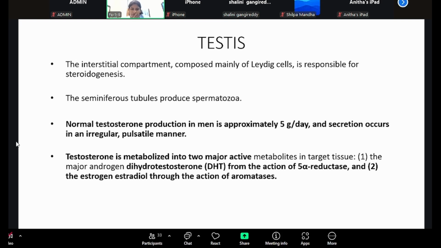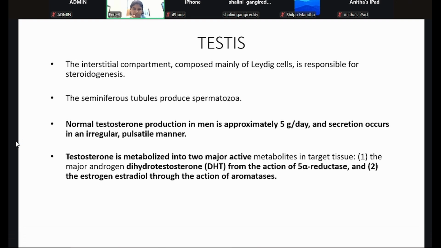Normal testosterone production in males is around 5 grams per day, and it is released in a pulsatile and irregular manner. This testosterone is metabolized in the target organ as dihydrotestosterone by the action of 5-alpha reductase, which helps in the development of external genitals. And through the action of aromatase, it will also release some amount of estrogen.